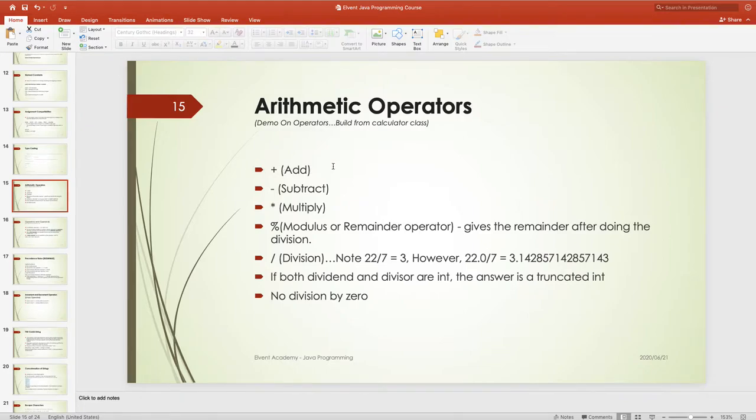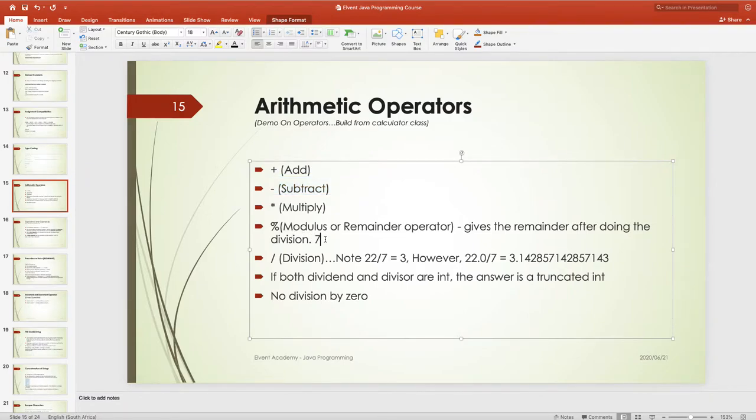Just like we know in maths, we have addition, which is a plus, and subtraction, which is a negative. I was expecting multiplication to be an X, but it's an asterisk, which means multiplication in Java programming and almost every programming language. The fifth, less common one is modulus, which means remainder. It gives the remainder after doing the division. Because this one is not that common, I'm just going to give you an example.